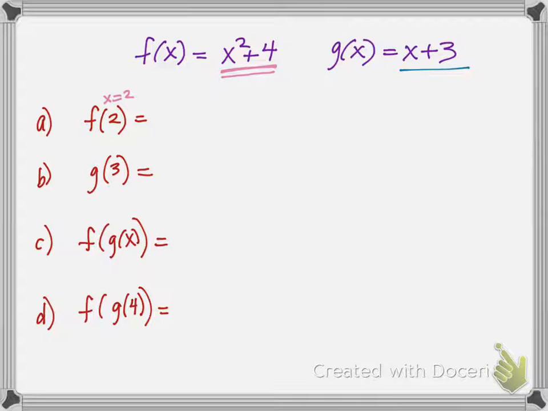So if I plug in 2 for x, I would have 2 squared plus 4. So that's 4 plus 4, which is equal to 8. You could also write your answer as an ordered pair. When I plug in 2 for x, my output was 8.